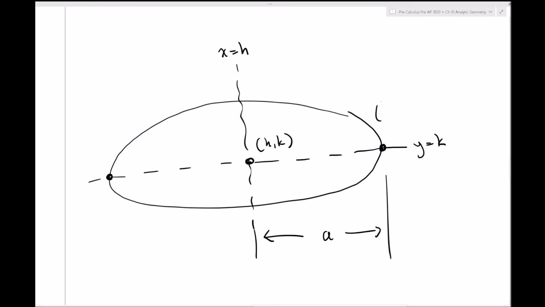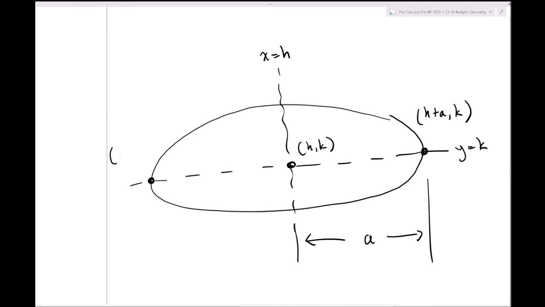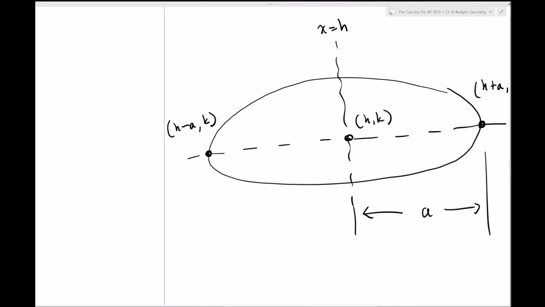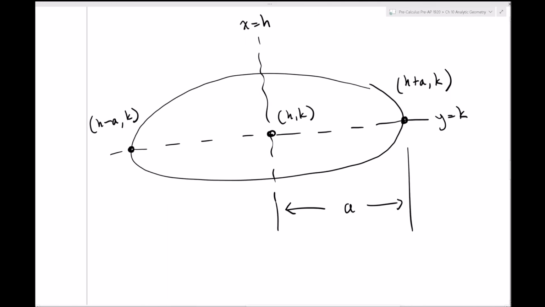So you would take h, add a, comma k, would be one of those. The other one, you take h and you're moving to the left a, so you would subtract a, comma k. Those are the two vertices. So I see h plus or minus a, comma k. The vertices are along the same major axis, so the y coordinate should be k. It's the x coordinates we have to be careful with, and I needed the drawing to figure out what those coordinates were going to be. The y coordinate was easy because it's along the major axis.